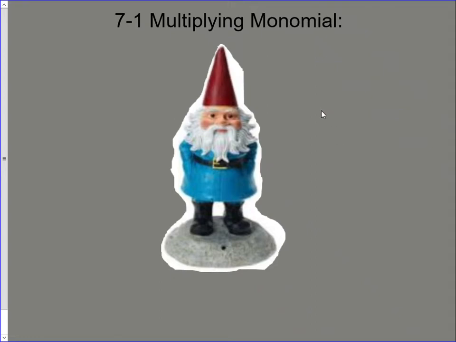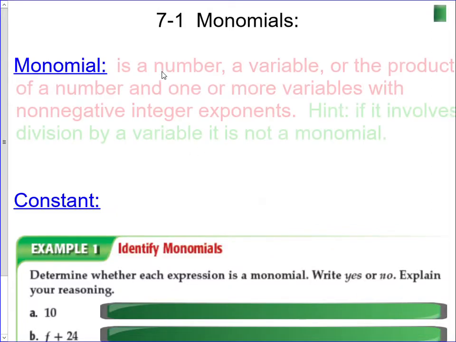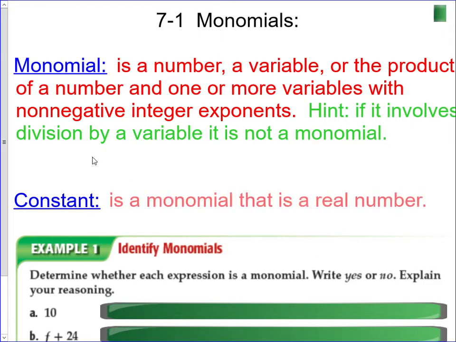Today we're going to talk about monomials, more specifically about multiplying monomials. So let's take a look at what a monomial is. A monomial is a number, a variable, or the product of a number and one or more variables with non-negative integer exponents. And just something to remember today is if it involves division by a variable, it is not going to be a monomial. A constant is also a monomial that is a real number.